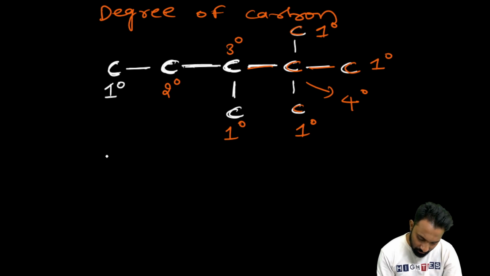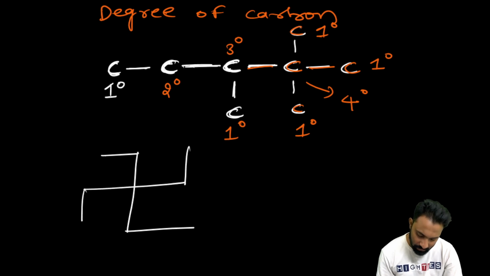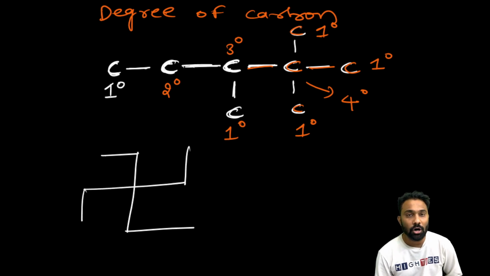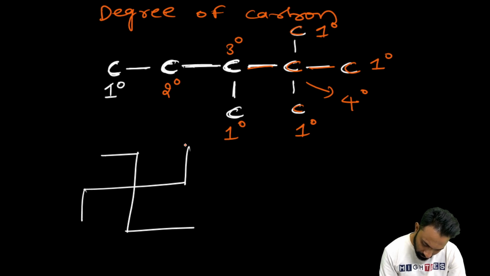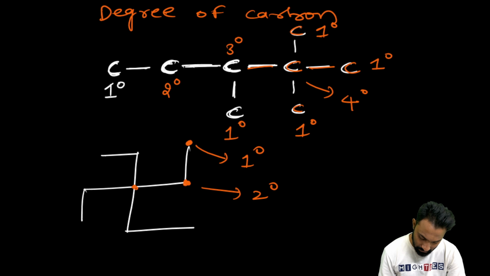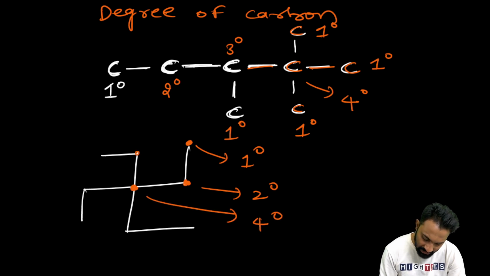Now, they will give you one molecule. Suppose they have given it in this manner. In this molecule, how many 1 degree carbons are there? How many 2 degree carbons? How many 3 degree and how many 4 degree carbons are there? Now we have to see. This is a 1 degree carbon because it is attached with 1 carbon. Now this is a 2 degree carbon because it is attached with 2 carbons. Now this is a 4 degree carbon because it is attached with 4 carbons.